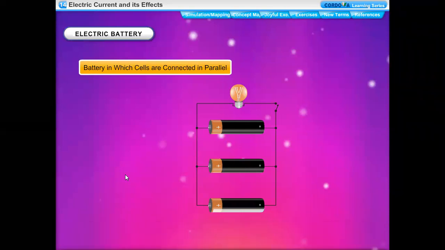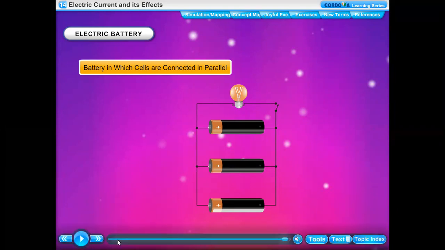Now a battery in which cells are connected in parallel. You can see both the ends are joined together. The negatives of these cells are joined together, the positives of these cells are joined together. That means positive joined with positive, negative joined with negative, then it's a parallel combination. And if positive is joined with negative, then it is a series combination.